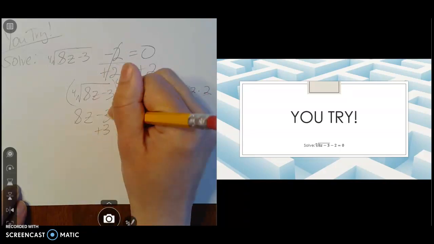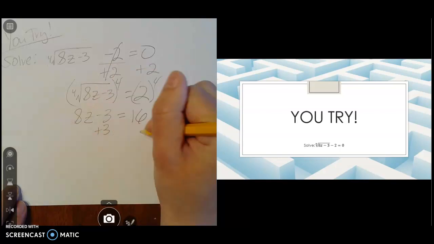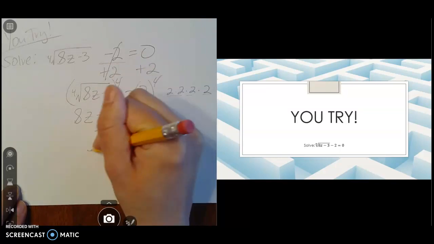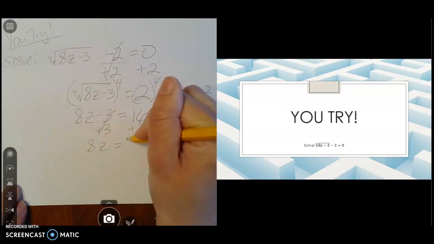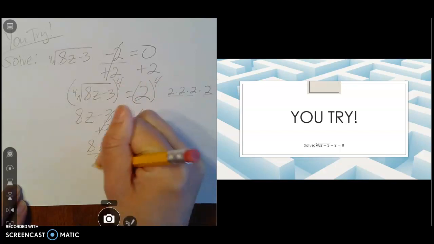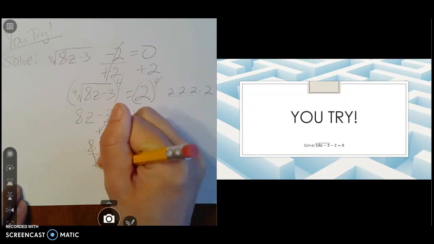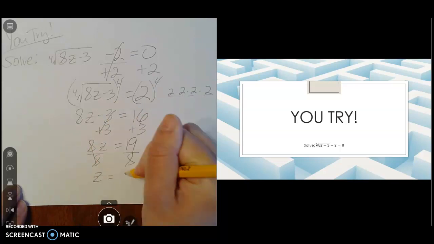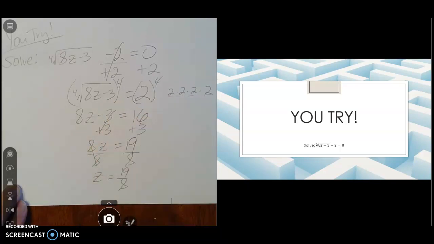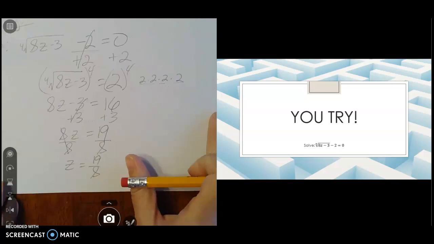So we've got a minus 3, so the opposite would be adding 3 to both sides. So now I've got 8z equals 19. And the last thing is just dividing both sides by 8. So I have z equals 19 over 8, which is a fraction, but fractions are numbers too. All right, let's check our answer really quick.